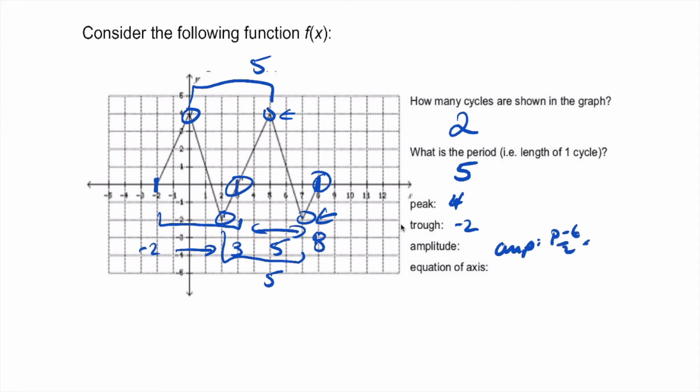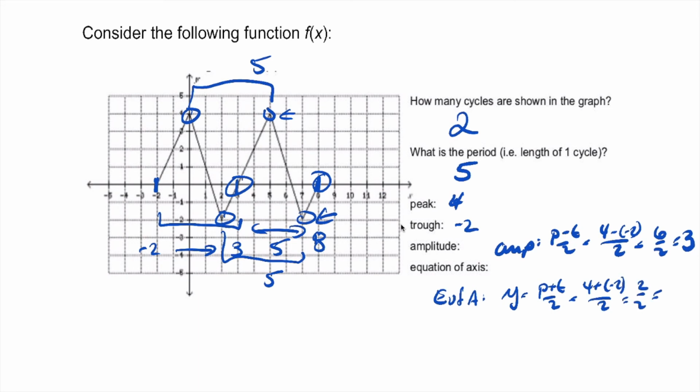So in this case, the peak is 4 minus 2/2. In this case, that's 6/2, which is 3. So that's my amplitude. And the equation of axes, and the equation of that is peak plus trough over 2, which is 4 plus a -2/2, which is 2/2, which is 1.